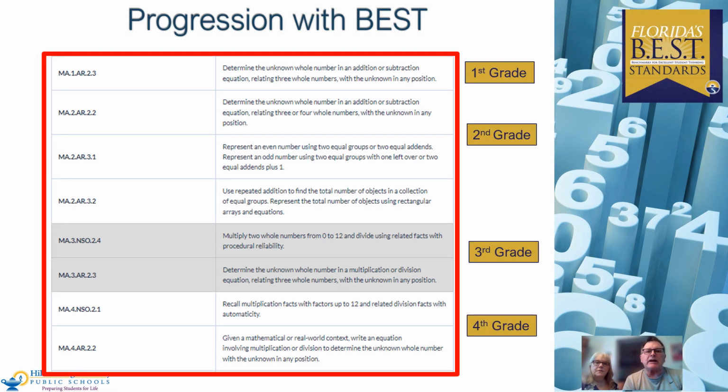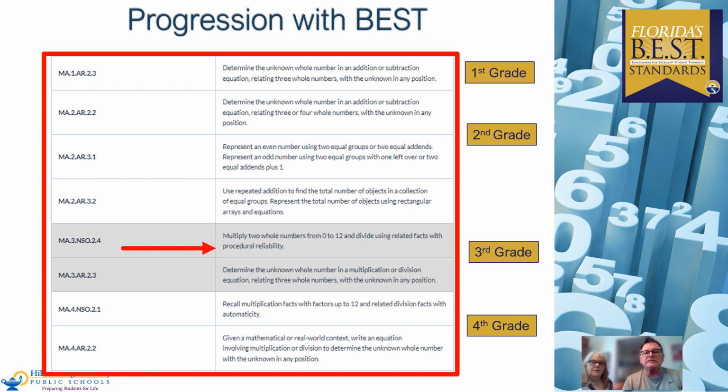So let's take a look here at the progression with BEST. You see the trajectory is from 1st to 4th grade. Obviously, this is 3rd grade here. I'm just going to very quickly highlight this 2nd grade benchmark, AR32, focused on repeated addition, which naturally connects to understanding multiplication and division in 3rd grade. And then of course that moves into the quick recall of basic facts, and that's where procedural fluency, or automaticity, occurs.